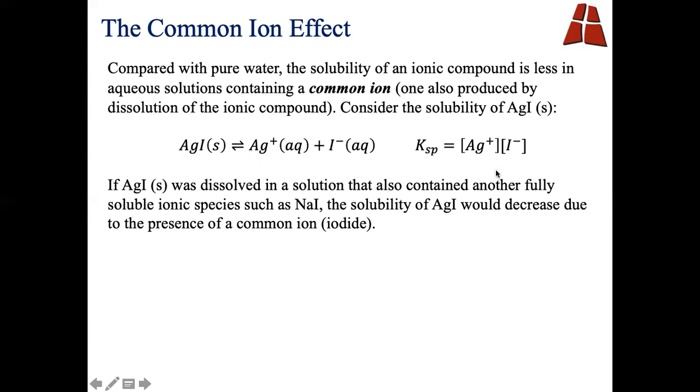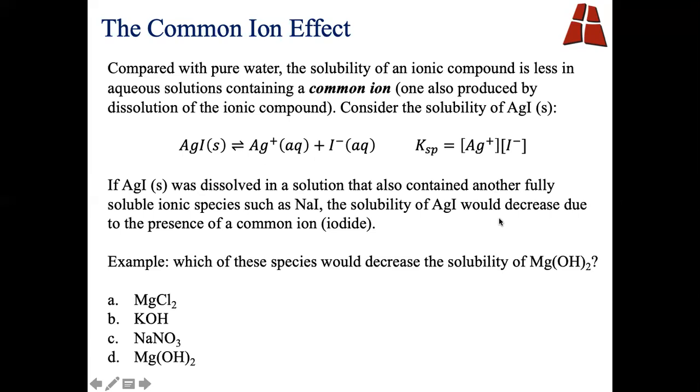We could prove that if we were to put this into an ICE chart and solve for how our equilibrium would be affected by the presence of some additional species. We will do that in class, but I just wanted to introduce the concept right now. Here is a conceptual question for the common ion effect: of these four choices, which of the species below would decrease the solubility of magnesium hydroxide? If you want to take a moment to think about that, you can, and then I will show the answer in one second.